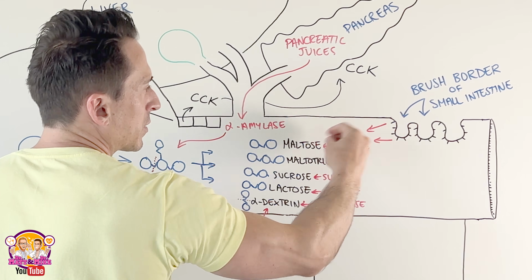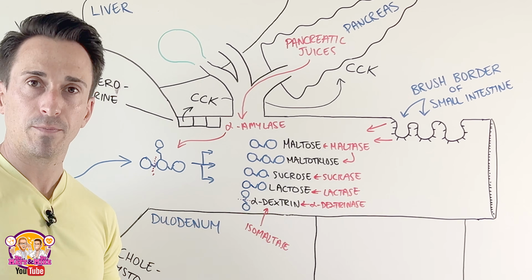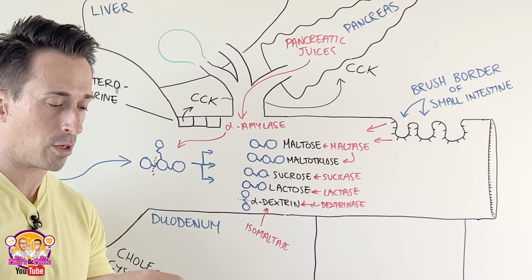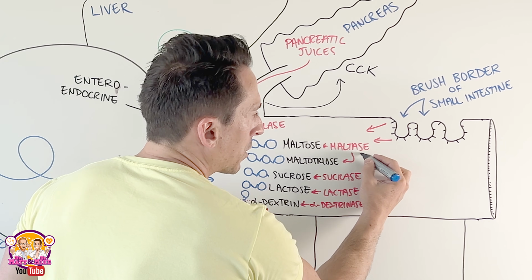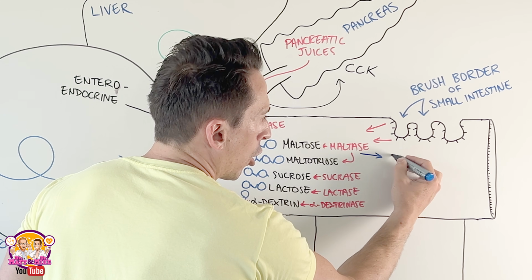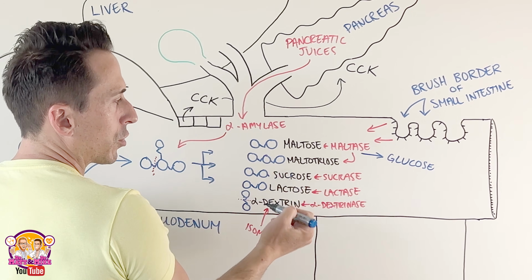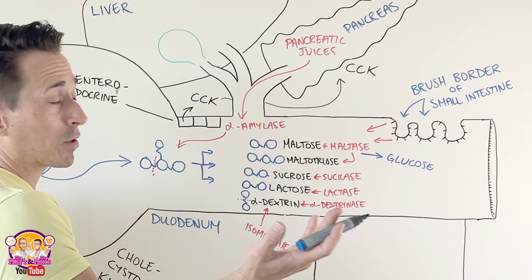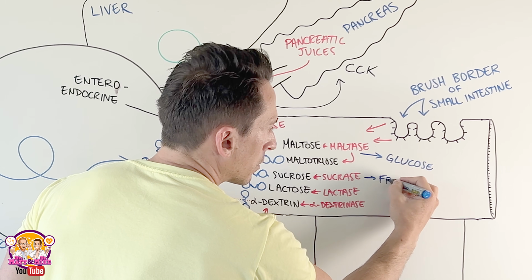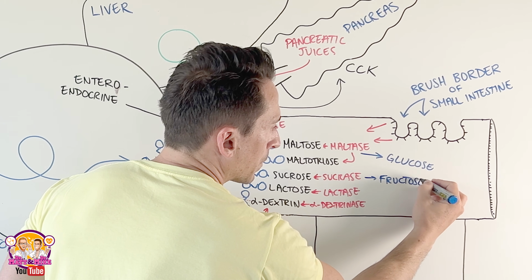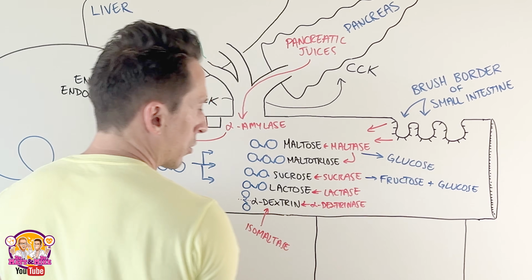So once these enzymes have been released from the brush border cells, we are left with the monomers. And there's only 3 monomers you need to know. So both maltose and maltotriose, what they release, they're just simply made up of glucose molecules. That's it. Maltose is 2 glucose molecules, maltotriose is 3 glucose molecules. Sucrose is made up of fructose and glucose. So 1 fructose, 1 glucose.